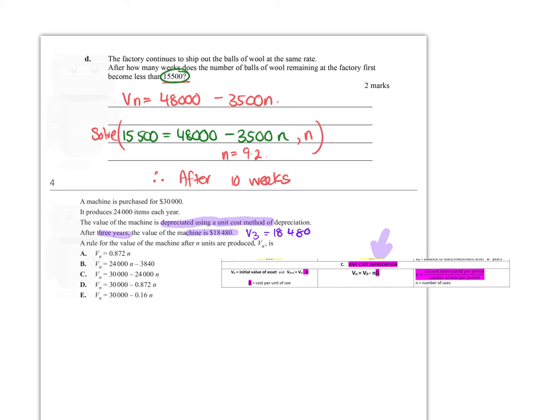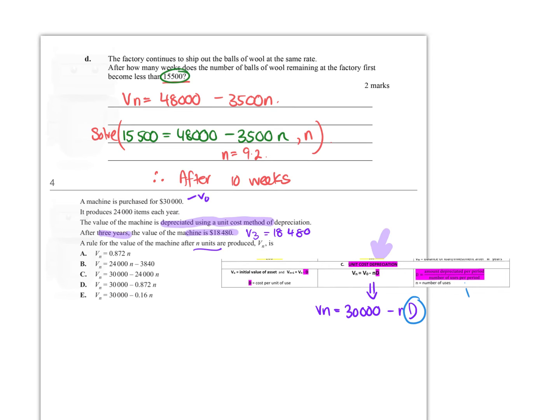Now it says write the rule for the value of the machine after n units. So that's the nth term. When we write that out, we have to use V0, which I can see is 30,000, they told me. And then it's minus n times D. So once again, I need to work out what this D is.